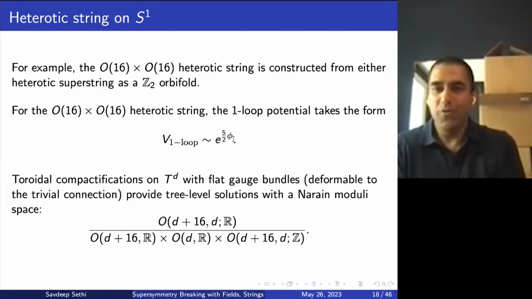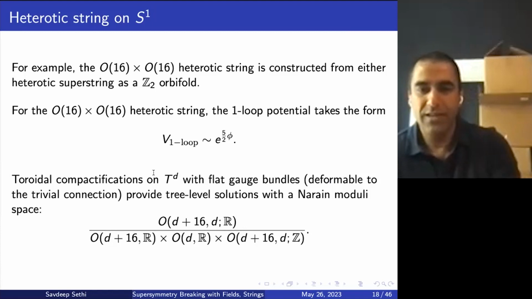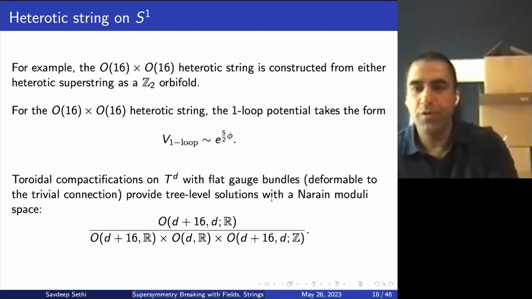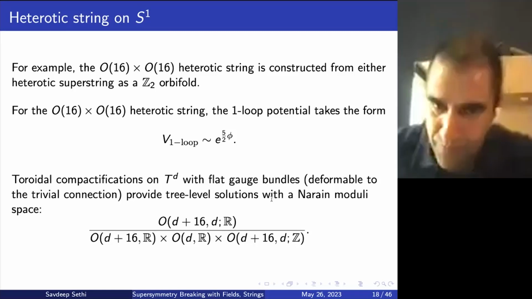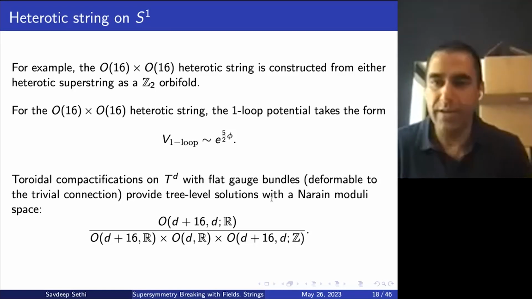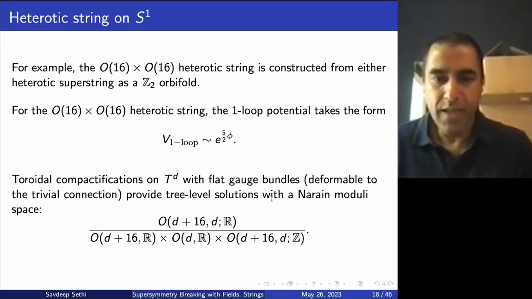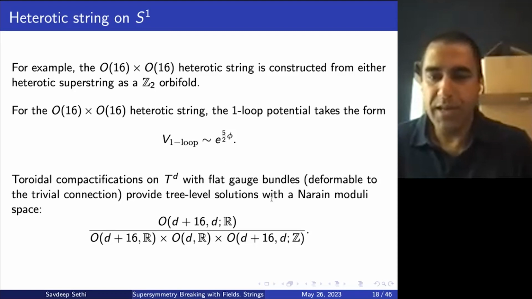Today, I want to talk about toroidal compactifications of this particular string, of this O(16) cross O(16) string. And a tree-level solution corresponds to a flat torus, a d-dimensional torus, with a flat gauge bundle. And we're going to assume that the gauge bundle can be deformed to the trivial connection. So not some non-trivial components of the moduli space, which can certainly exist as you go down in dimension. And in this old story, the moduli space of such compactifications was described by Narain, and the Narain moduli space takes this form.